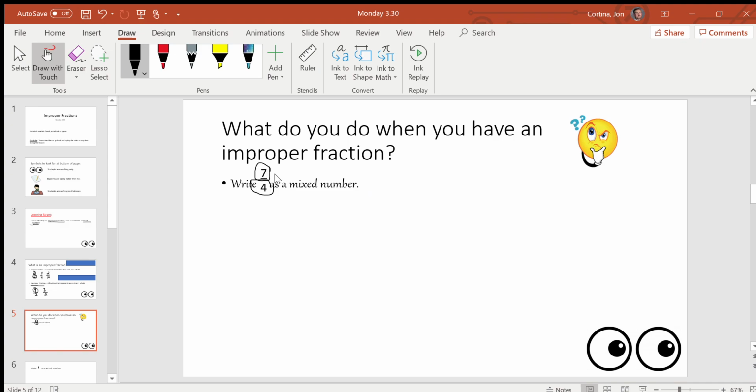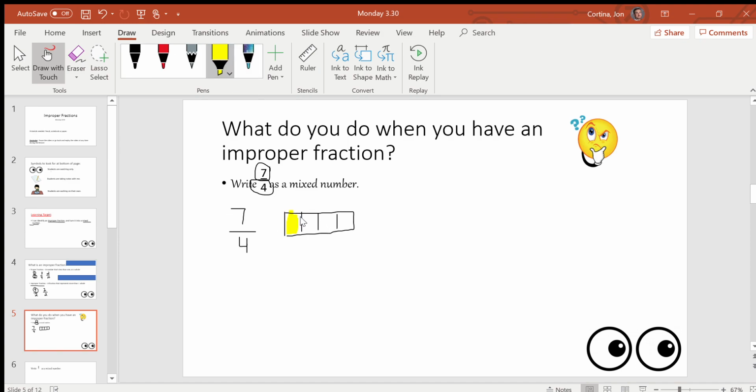So what we're going to do to turn this into a mixed number is first think about what this fraction represents. Okay, so it's saying our total number, and the piece that we're working with is fourths. So if we were to draw a tape diagram, what would 7/4 look like? Well, I know that each part is split into fourths, and I need 7 of them.